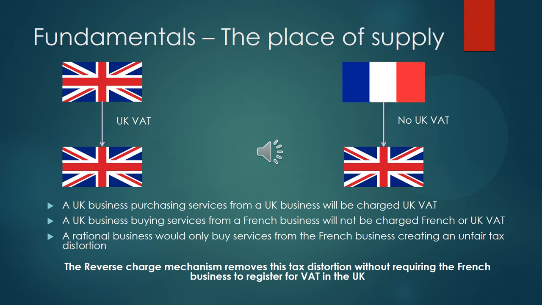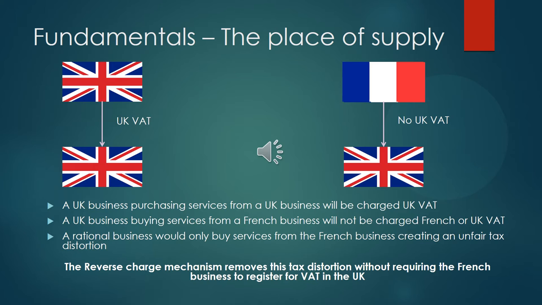This slide deals with the place of supply rules. To be honest, I always make a hash of explaining these, but it's really straightforward. Basically, the transaction is determined by where the customer is established. I know that might sound a little bit convoluted, but hopefully I'll explain it over this slide and I won't turn it into a complete mess, which is what I often do.